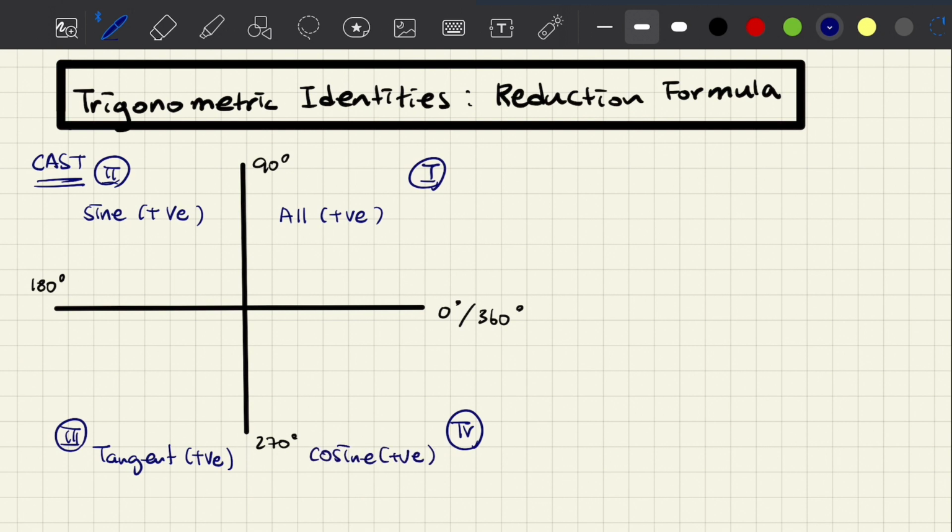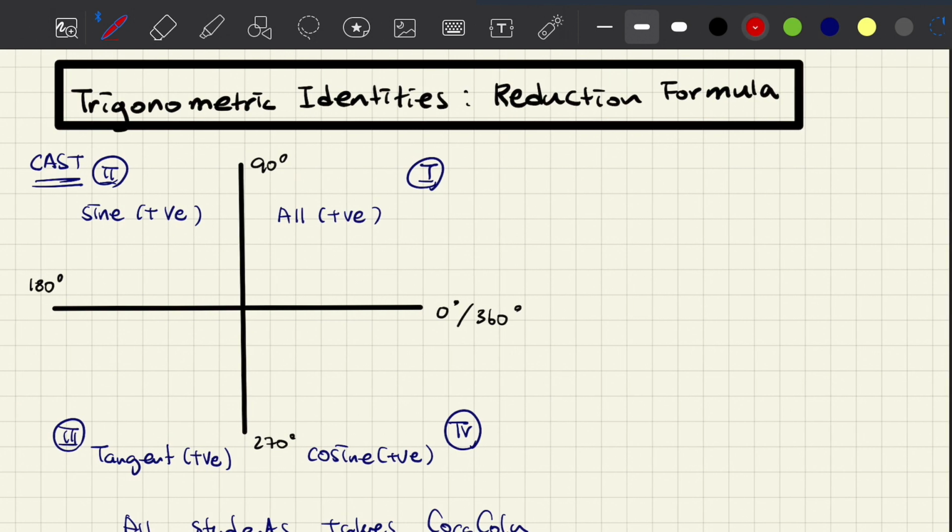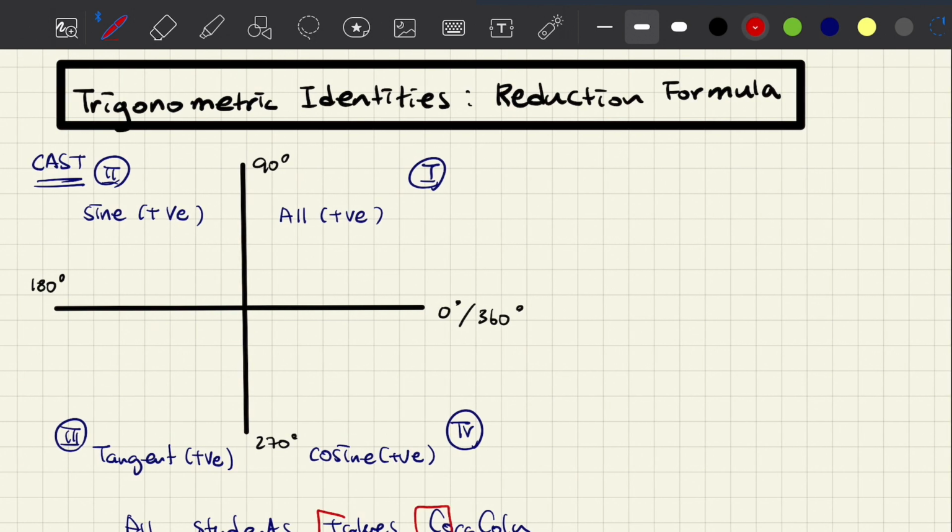So from here, we can memorize how this CAST diagram works, as in "All Students Take Coca-Cola," right? That's how you should memorize which one is positive in each quadrant. So: All Students Take Coca-Cola.